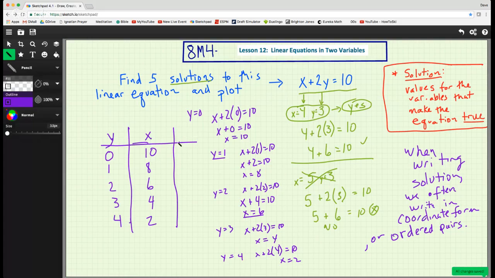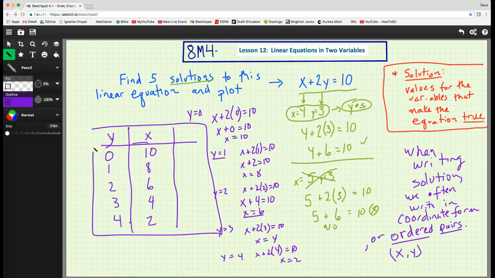Okay. In ordered pairs, you always say x comma y. You always put your x value first. So if we were going to write these solutions as ordered pairs, we would say x comma y. So we'd say 10 comma 0. Why 10? Because that's our x coordinate. This goes first. So we go 8 comma 1, 6 comma 2, 4 comma 3, and 2 comma 4.